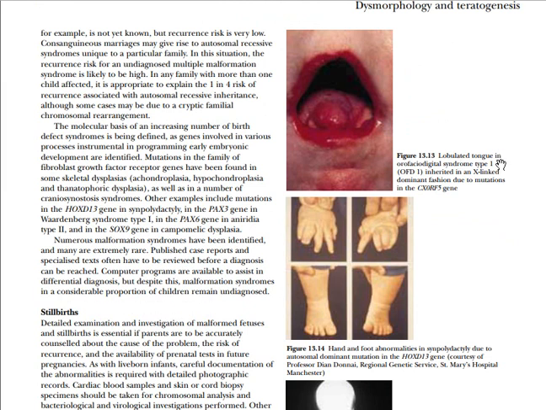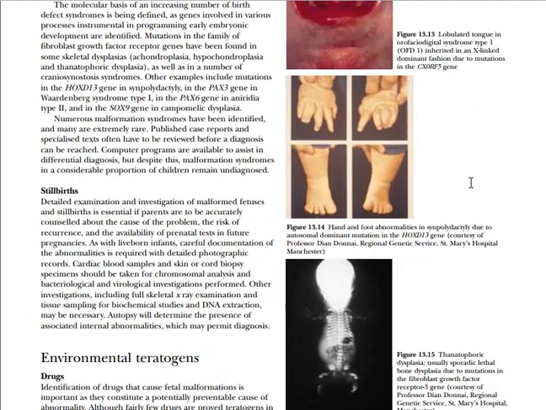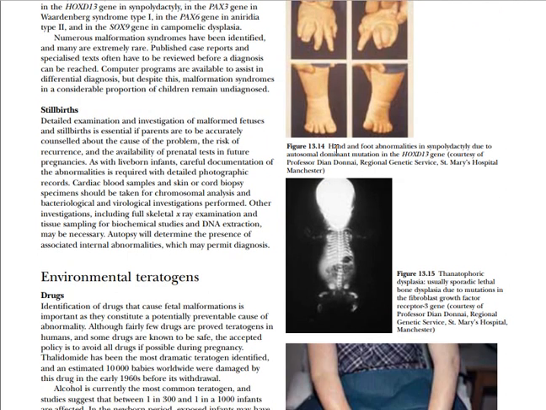So this is a lobulated tongue in case of orofaciodigital syndrome type 1, which is an X-linked dominant disorder. Then here you are going to have hand and foot abnormalities with synpolydactyly due to an autosomal dominant mutation of the HOXD13. Now, stillbirth. What is the definition of stillbirth?